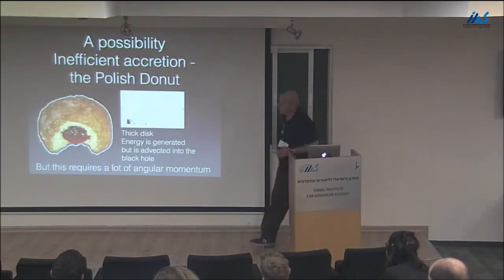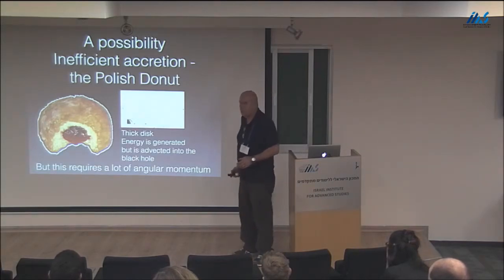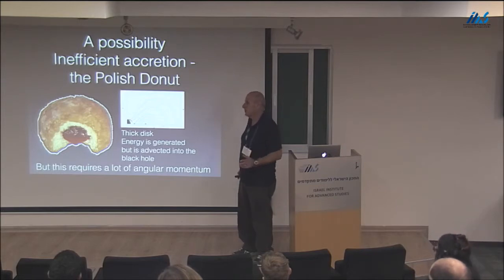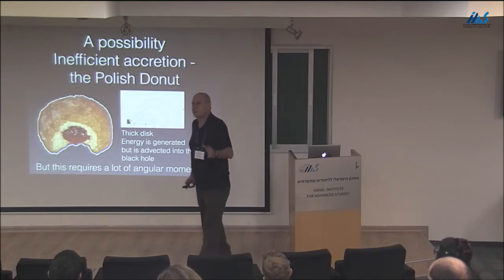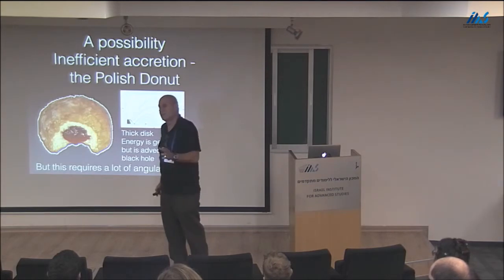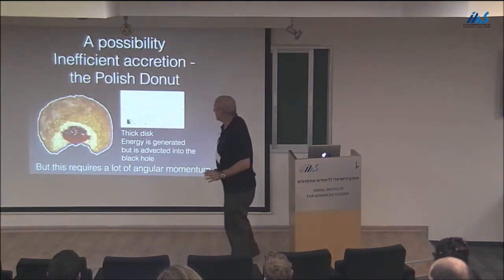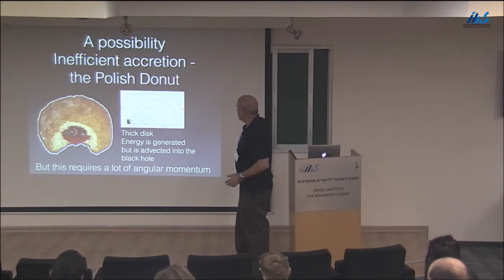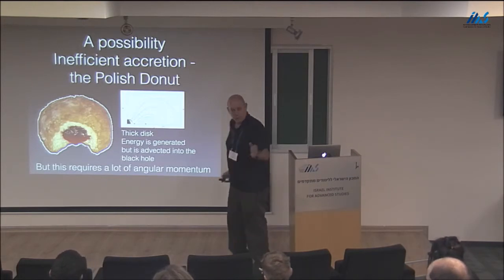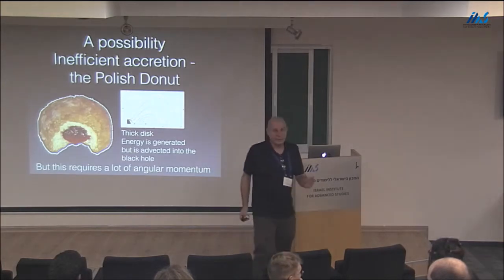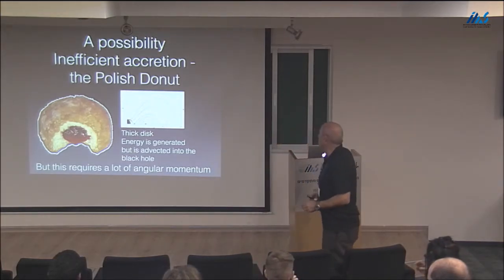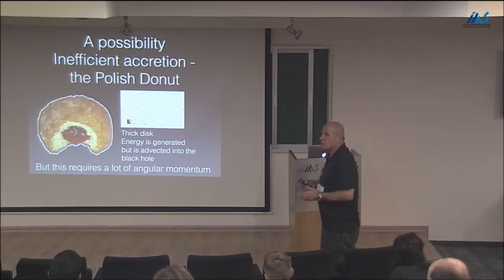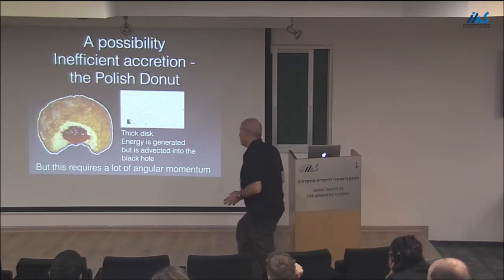Now, one way to hide the energy is the Polish donut model, and by the way, if you show this in Israel, nobody will call it Polish donut, it's called sufganiya, and this is just the time of the year that we are supposed to eat it, and we'll eat it during the conference, don't worry. So this is the Polish donut, and this is its structure. It's a thick disk, and Oleg here has worked a lot on modifying this model and working out the details. Energy is generated here, but it's all swallowed, advected into the black hole.